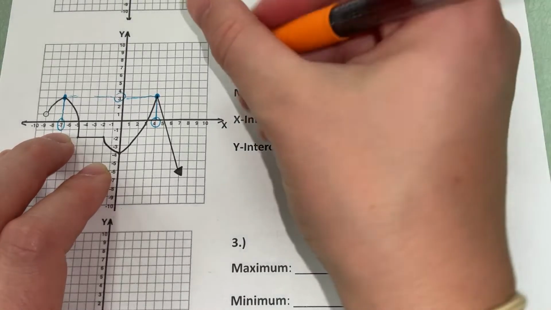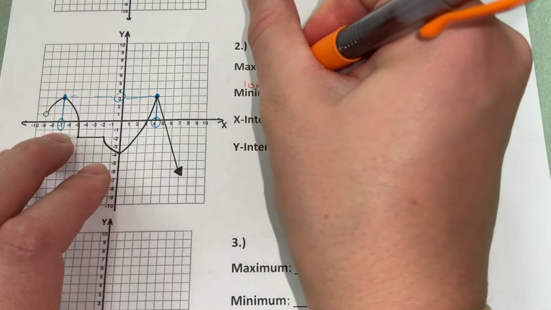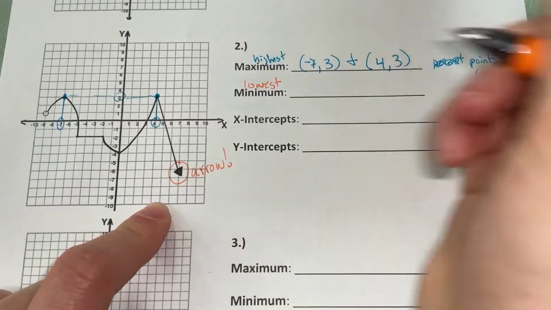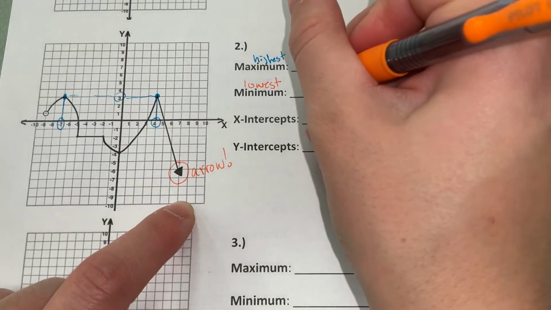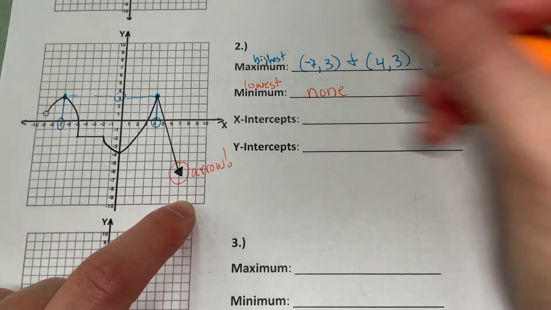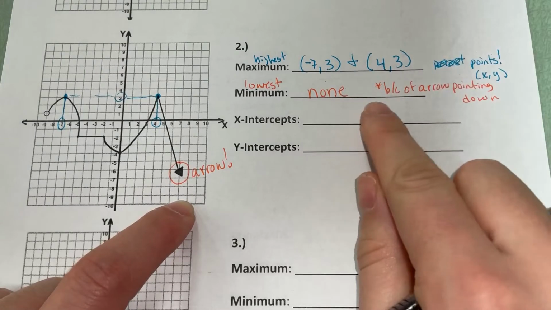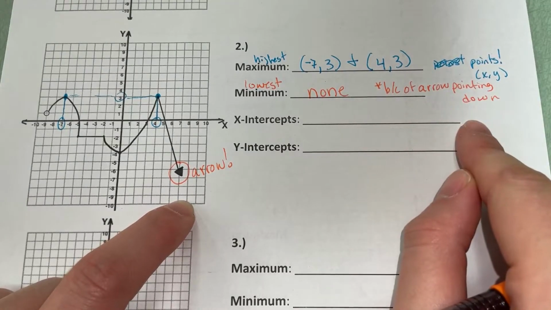Next, we have to find the minimum. This is the lowest. Our lowest is an arrow, all right? If we have an arrow, that means there is none. There is no minimum because this keeps going. It doesn't stop. There is no low point, because of an arrow that's pointing down.